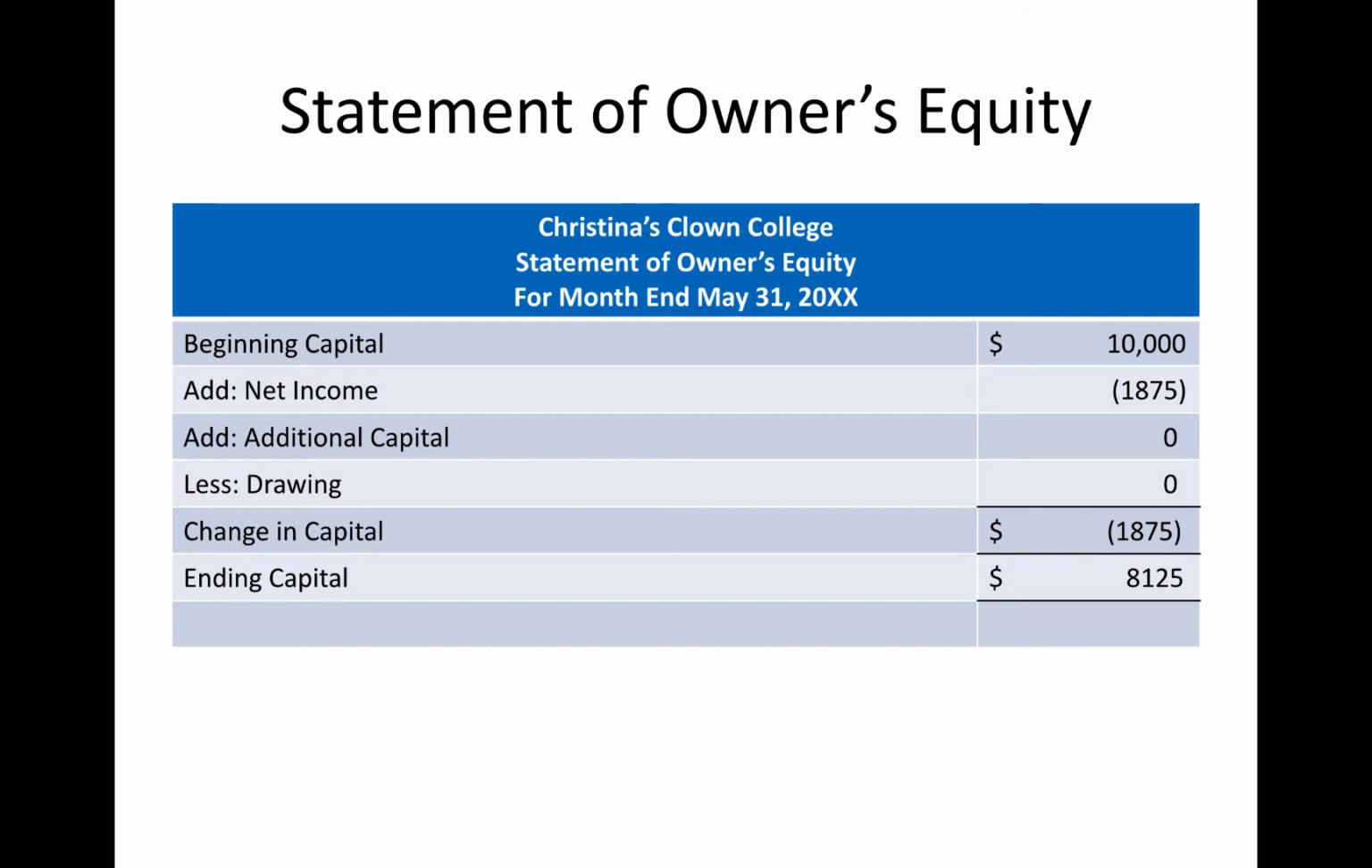If we put additional capital into the business, we would add that in the statement of owner's equity. If we decided as the entrepreneur to take money out of the business, that would be a draw, and we would subtract that out. The change in all of that is what we refer to as the change in capital. And then our beginning capital, plus or minus that change in capital, is our ending capital, which for our purposes here is $8,125.